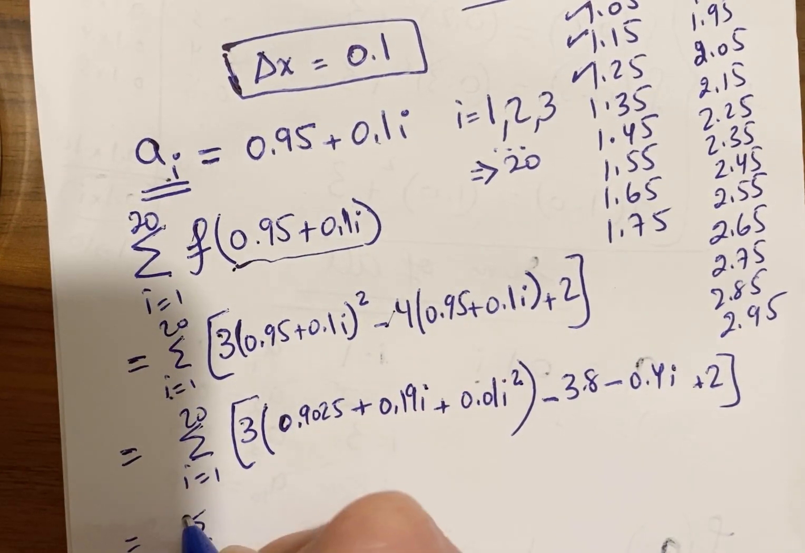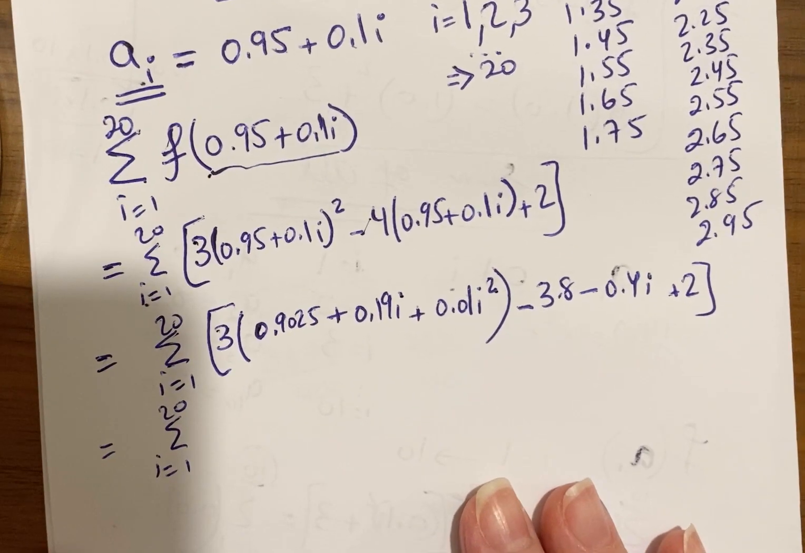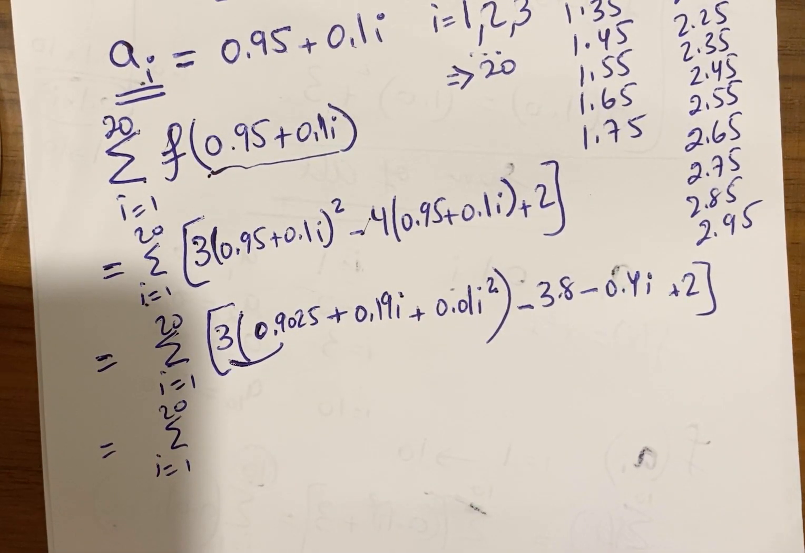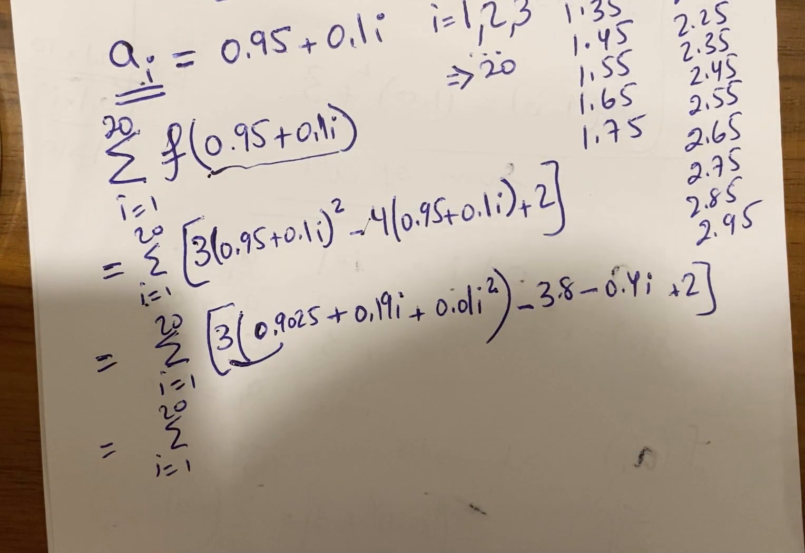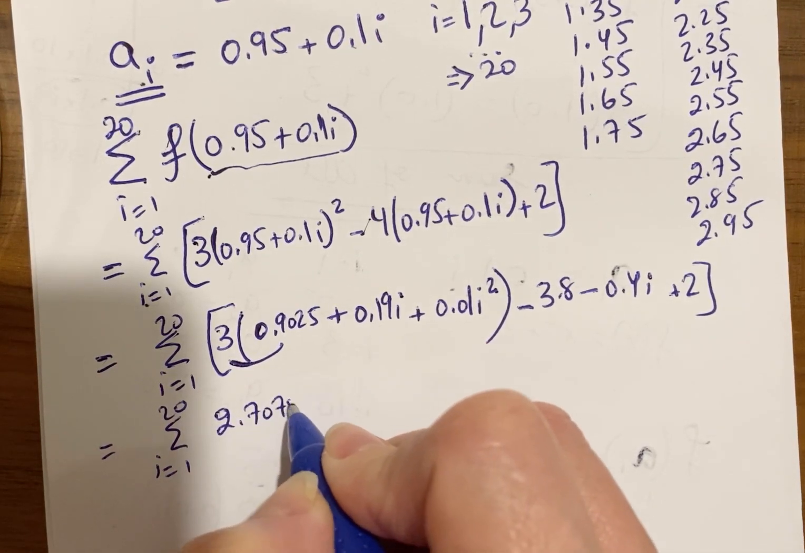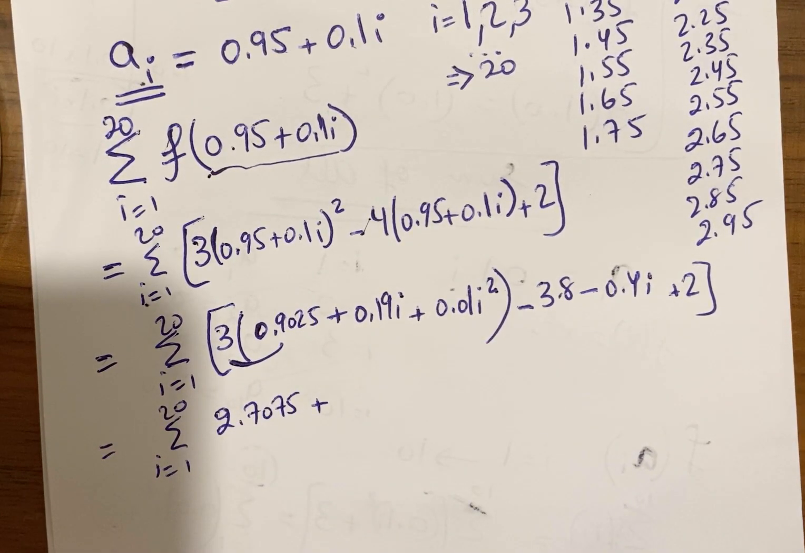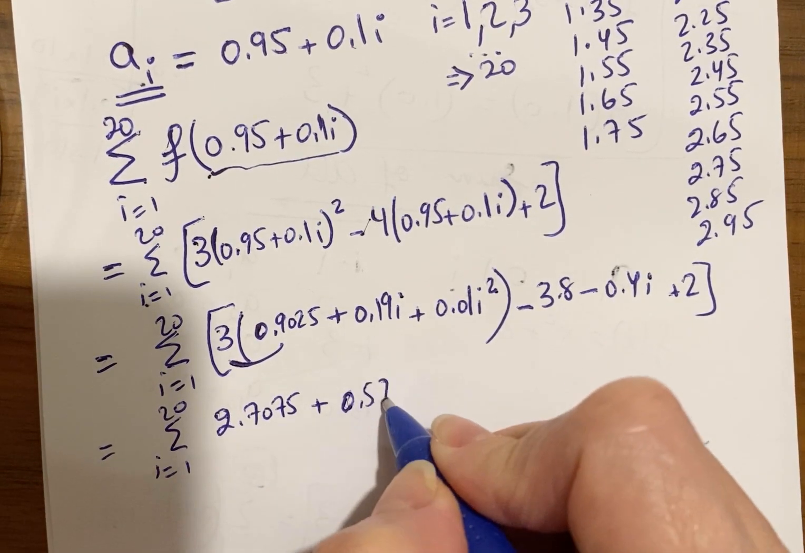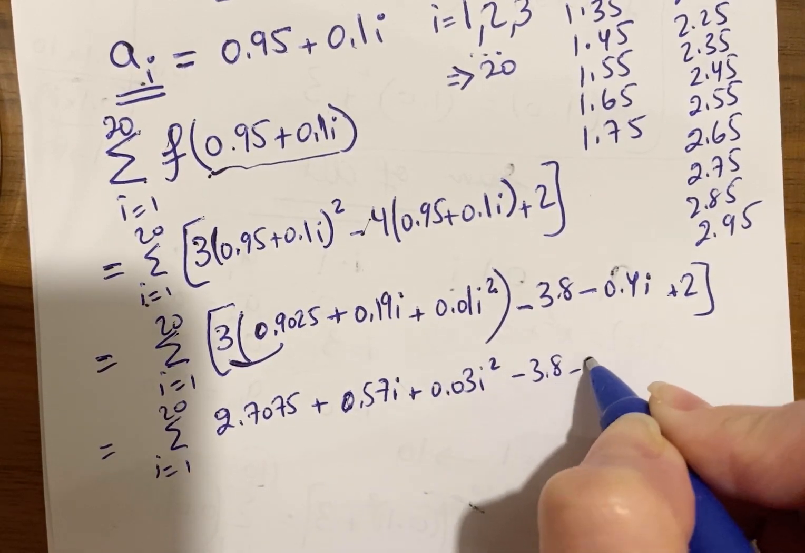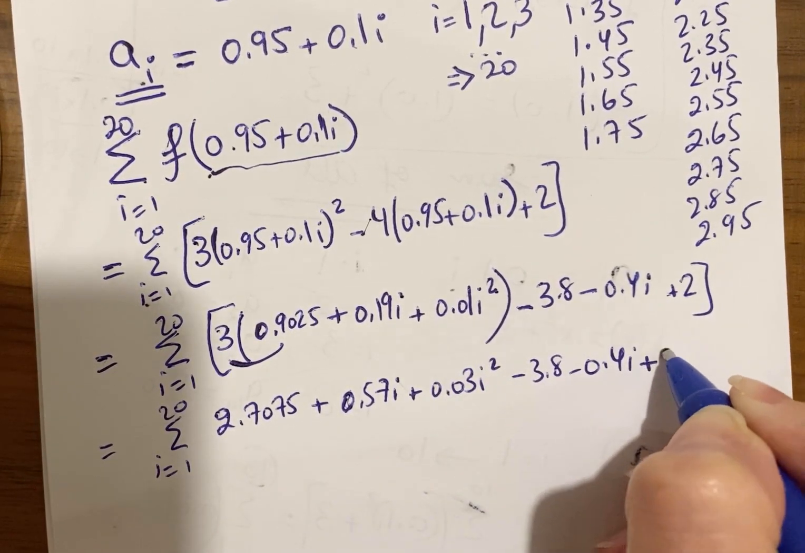Simplifying and adding the terms with i squared alone, with i alone, and the constants alone. 3 times 0.9025 is 2.7075, plus 0.19 times 3, 0.57i, plus 0.03i squared, minus 3.8, minus 0.4i, plus 2.